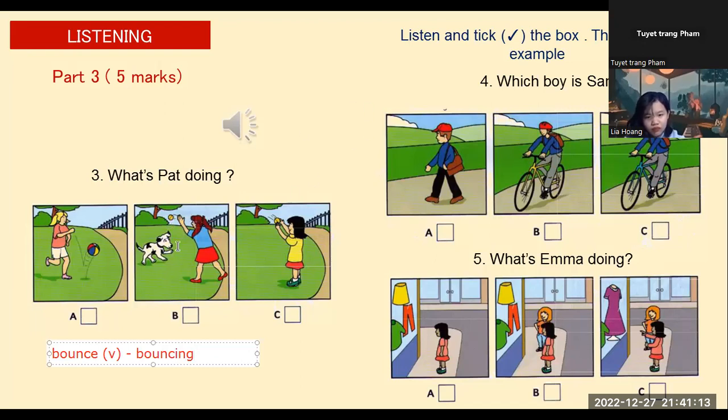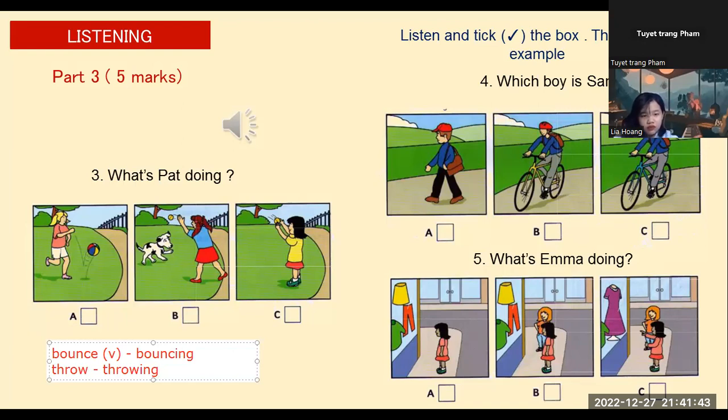So you say there are two rabbits in my house. Very good. Now, bây giờ con đã hiểu cái chỗ này chưa? Do you understand this part? Okay, very good. And now we continue with our lesson. Part three. And now we move to part three. Listen and tick the box. There is one example. Now, listen for the example first.